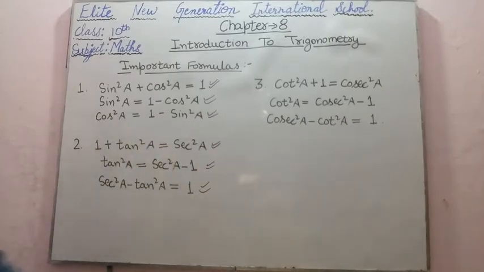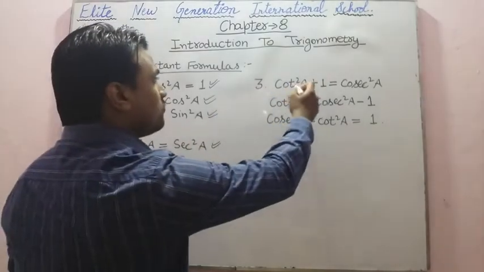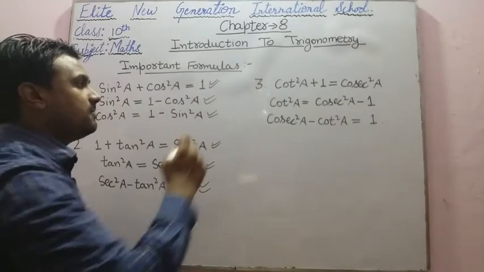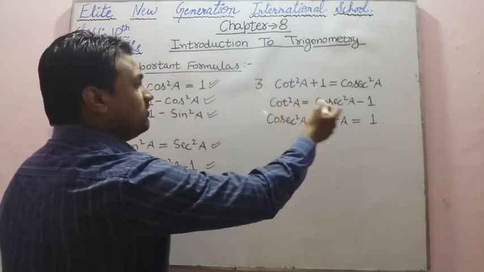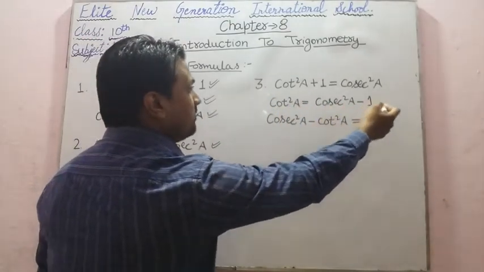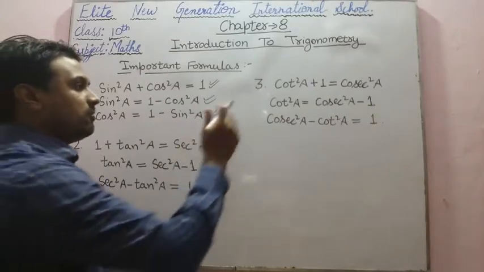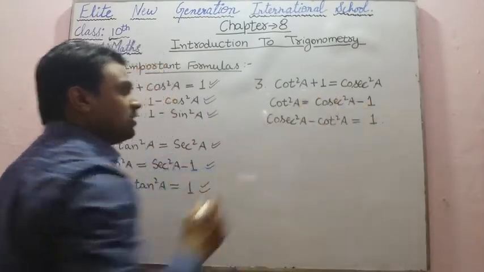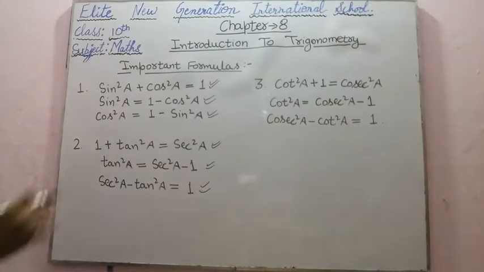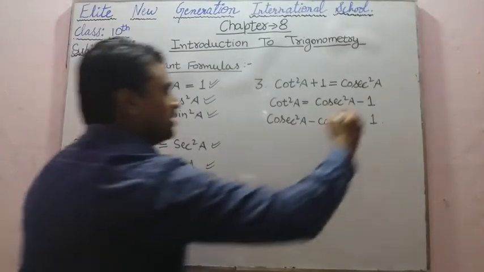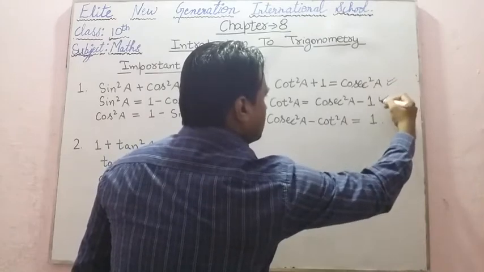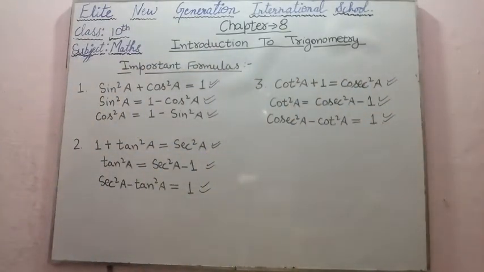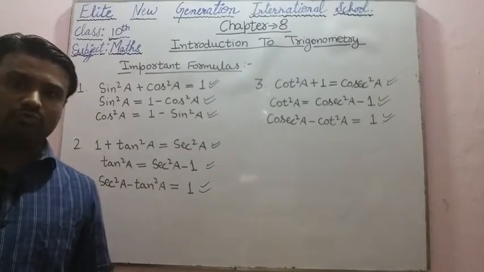Now after this, we have cot square A plus 1 equal to cosec square A. So from here the value of cot square A will be equal to cosec square A minus 1, and from here we can also write cosec square A minus cot square A equal to 1. So all these formulas are very important. With the help of these formulas we can proceed to our next exercise, that is exercise 8.4.